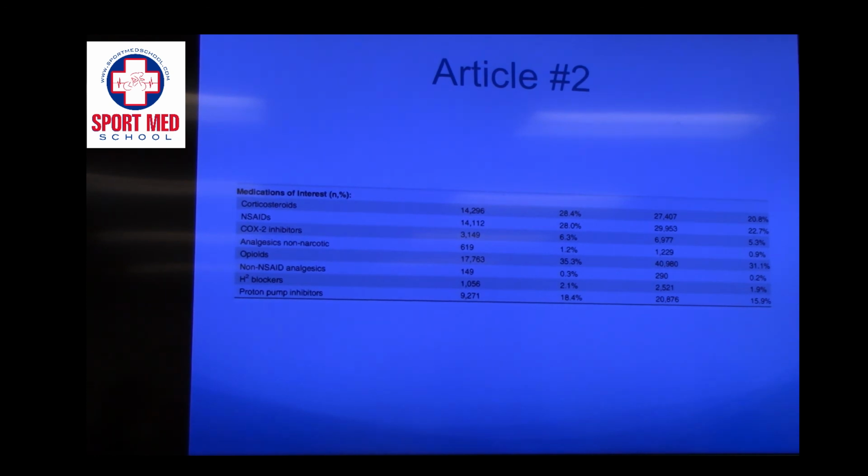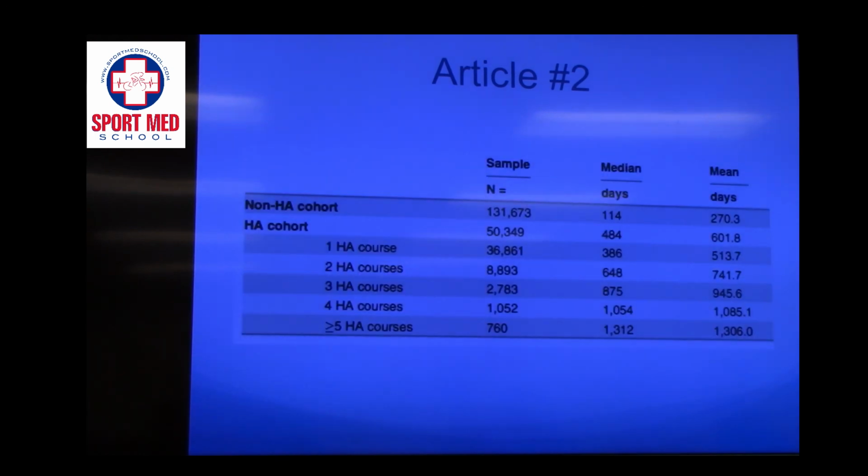So what I got from this is that the patients with HA were also more likely to try other non-operative treatments. And this was the graph where they showed the non-HA cohort had a median time to surgery of 114 days. The HA cohort had a median of 484 days between all of them, but with one course, 386. And as they had more courses, the median time to surgery was longer.